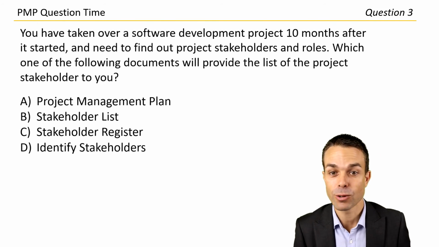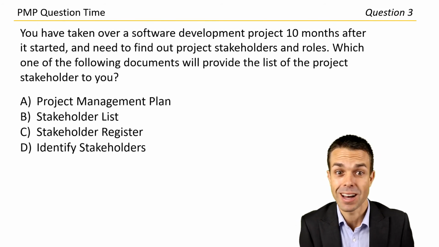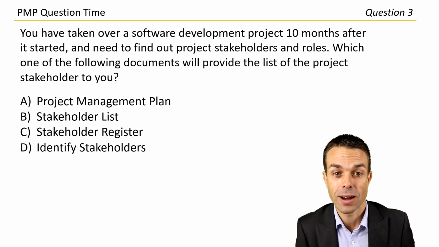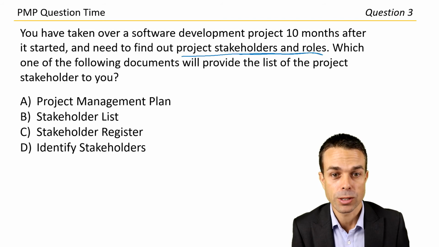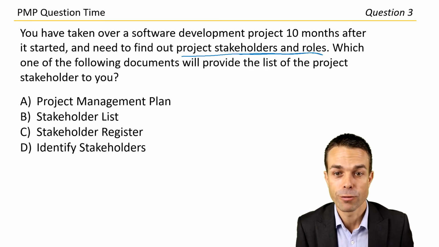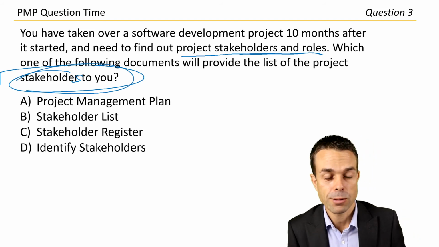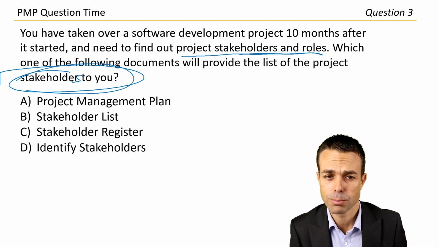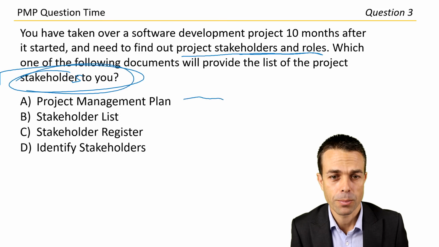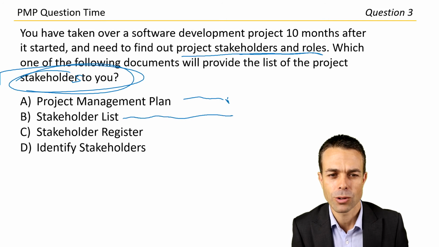You've taken over a software development project 10 months after it started. Wow. And need to find out project stakeholders and roles. Okay. Which one of the following documents will provide the list of the project stakeholders to you? The project management plan. Maybe it might be in there, but probably not directly from there. The stakeholder list, I don't think it's called that. Stakeholder register rings a bell.